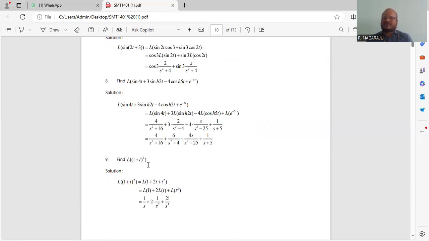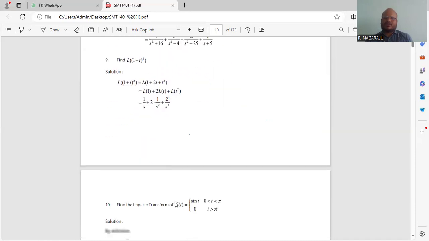It is 1 plus t square. So first of all, you have to split it. (a plus b) whole square, that is (1 plus t) whole square, you can split as a square plus b square plus 2ab. So here also 1 plus 2t plus t square. So L of 1 plus L of 2t plus L of t square. L of 1 we will get 1 by s, and L of 2t is nothing but 2, a constant, into 1 by s square, and L of t square is nothing but 2 factorial by s cube.